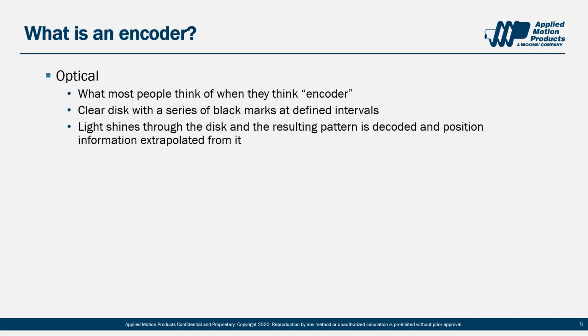We'll start with the basics. What is an encoder? It's a position feedback device. At a very high level, there are 3 common types. An optical encoder. This is what most people think of when they think encoder. It's a clear disk with a series of black marks at defined intervals. Light shines through the disk, and the resulting pattern is decoded and position information is extrapolated from it.